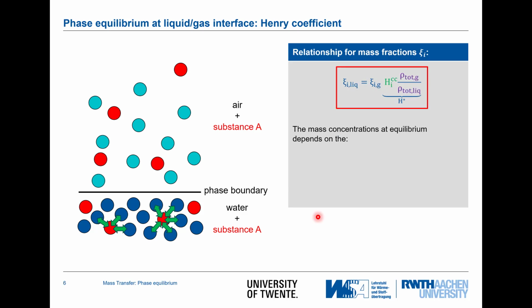Now this Henry coefficient, as shown on the previous one, depends on this density ratio. If we put in values for our case, on the left hand side we have water, density of water roughly 1000 kilograms per cubic meter, and air, density of air depending on temperature of course, let's say 1.3 kilograms per cubic meter. So this ratio here is roughly 1 over 1,000. And this means that this gas phase concentration is divided by 1,000 and multiplied by this Henry coefficient.